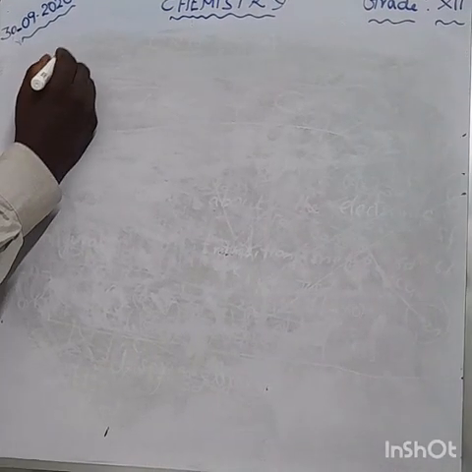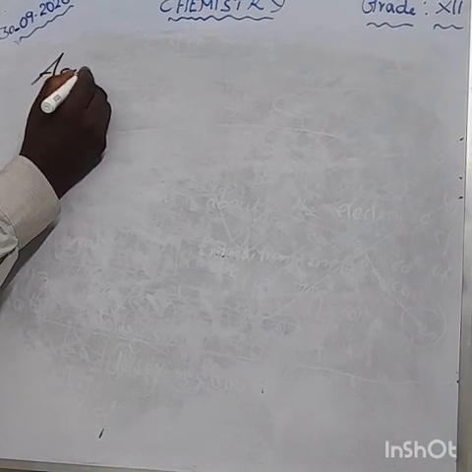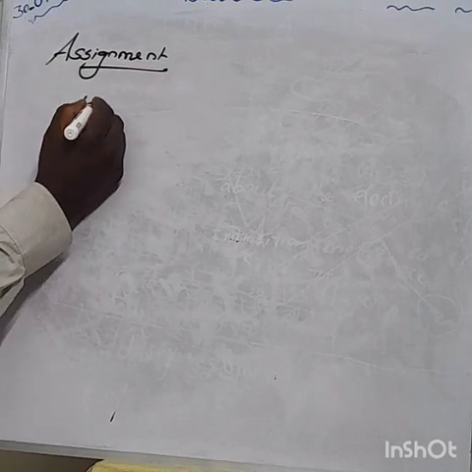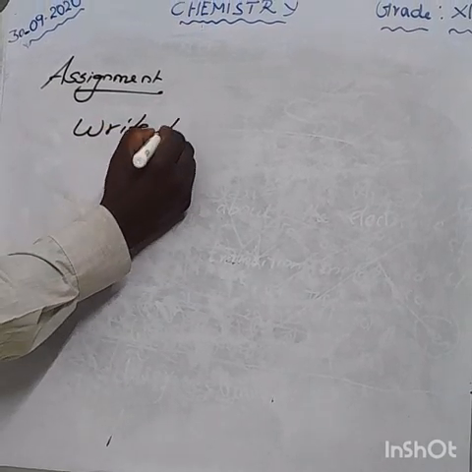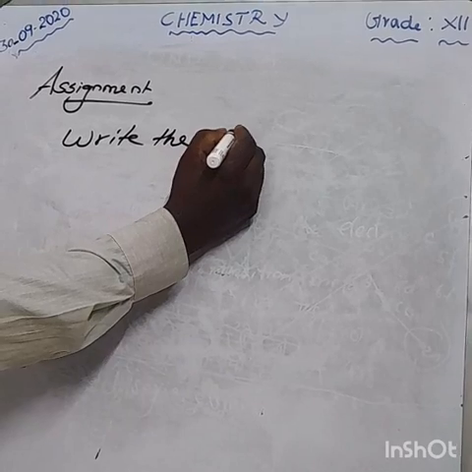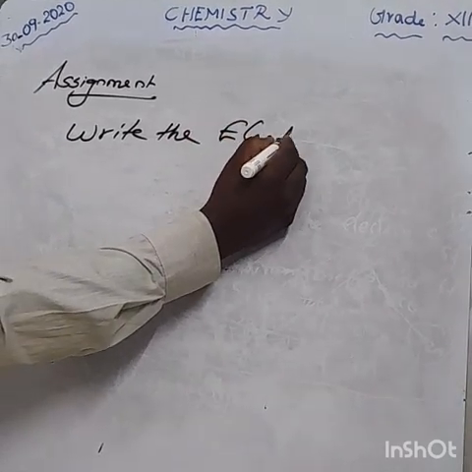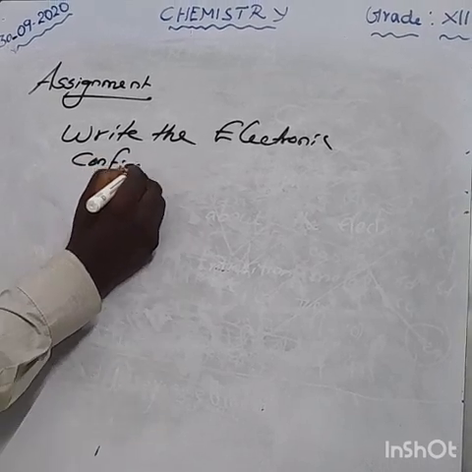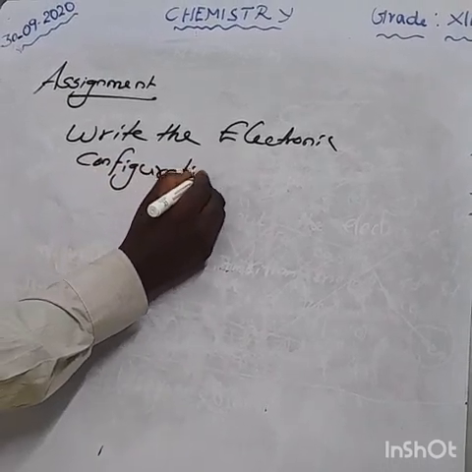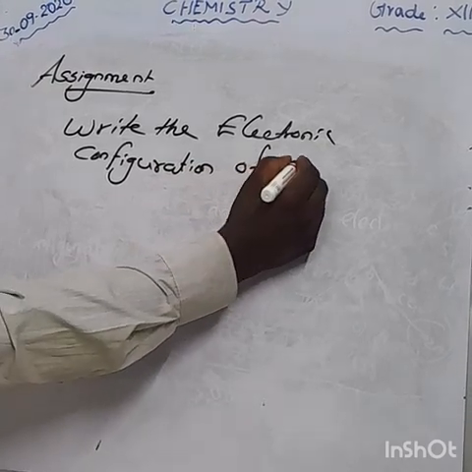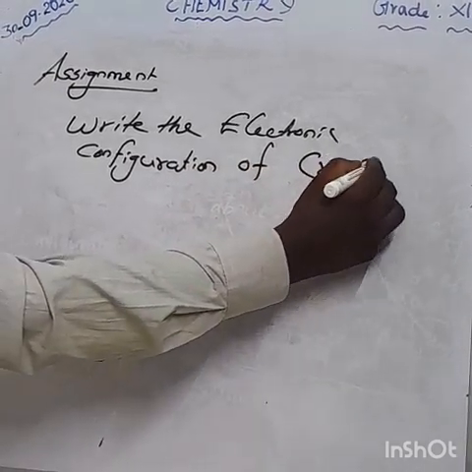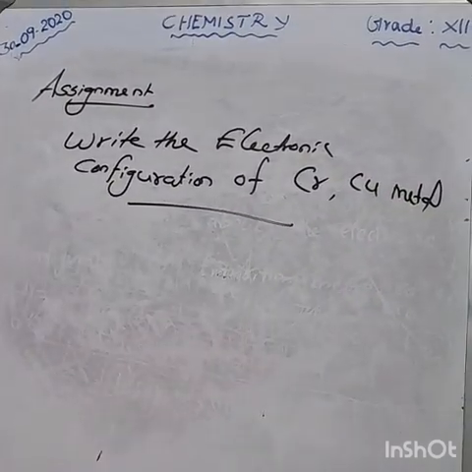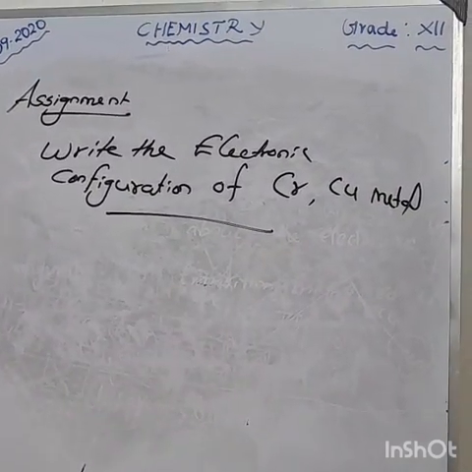Assignment. Today's assignment. Write the electronic configuration of chromium and copper metal. Okay, write the electronic configuration of chromium and copper metal.